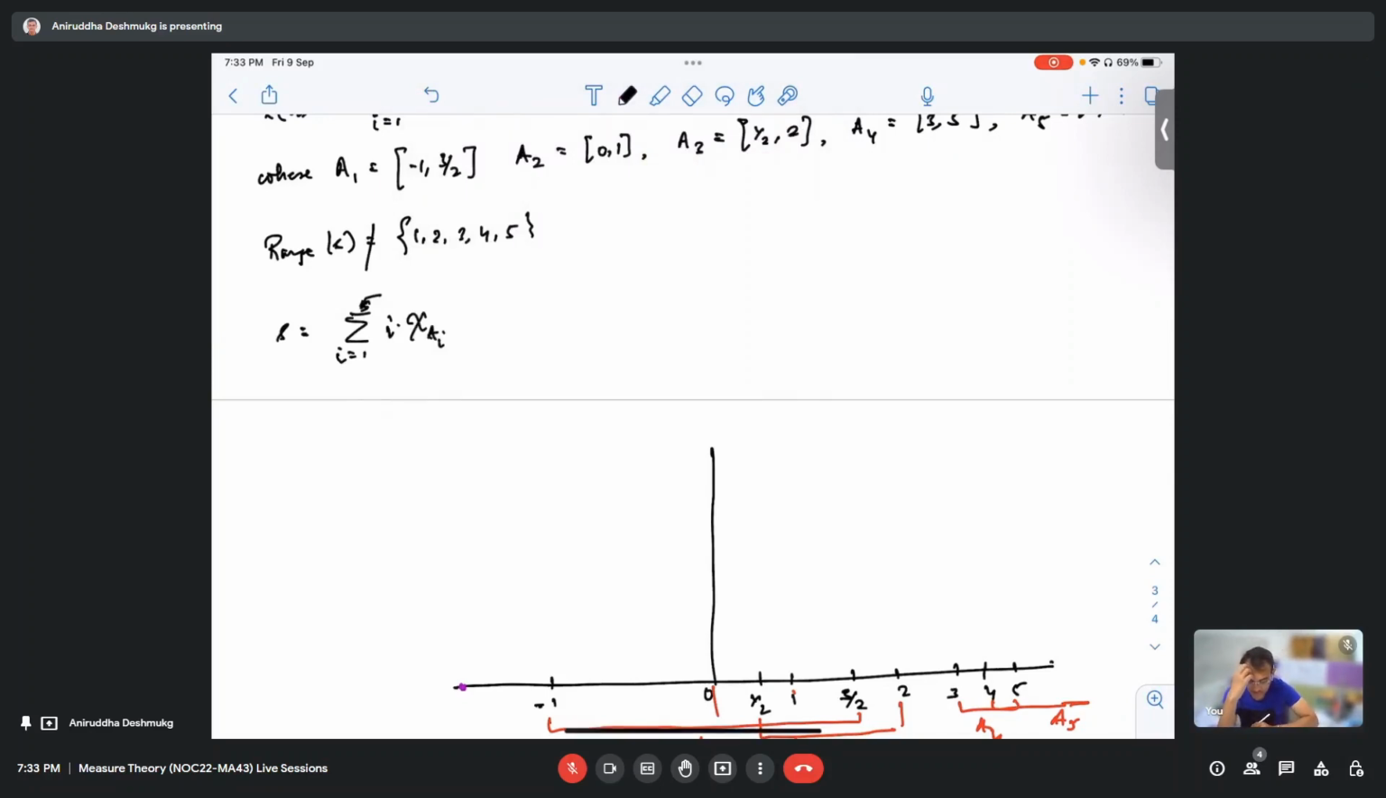If X is less than minus 1, then what is the value of S? Obviously it will be 0. So everywhere here, the value is 0. Okay. What about when X is between minus 1 and 0?